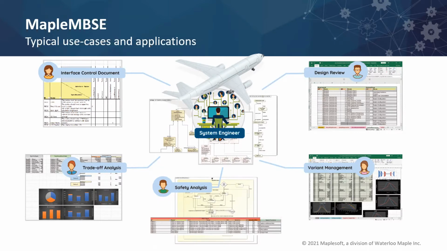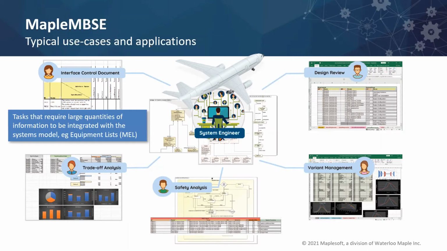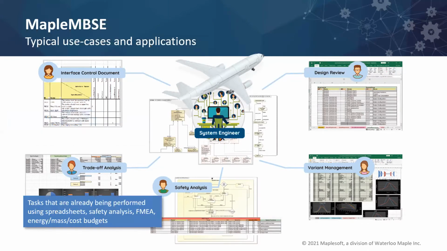I mean, these are just some example use cases and applications that we've had some direct experience of. But fundamentally, if you've got tasks that require large amounts of information to be integrated with the systems model, such as equipment lists, it's a very useful, very powerful, and very easy tool to get that information into the systems model. Any kind of analyses that you're performing, safety analysis, FMEA, roll-ups, they can be very useful for doing that.